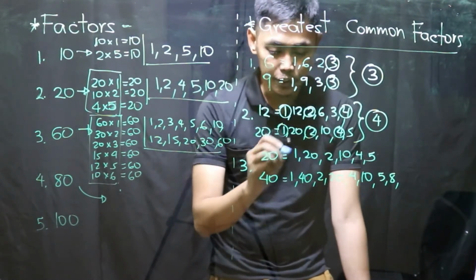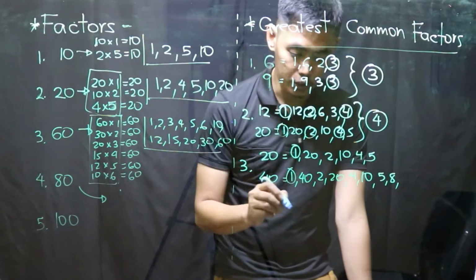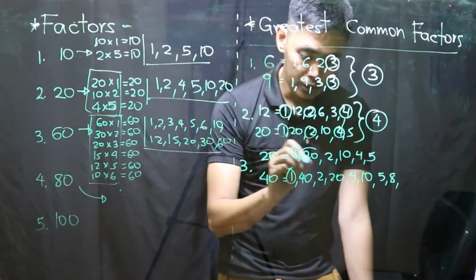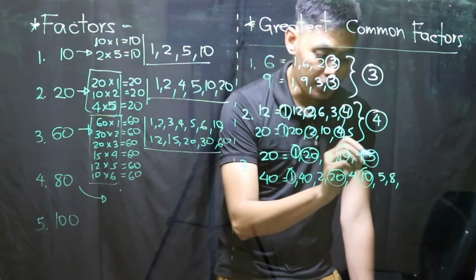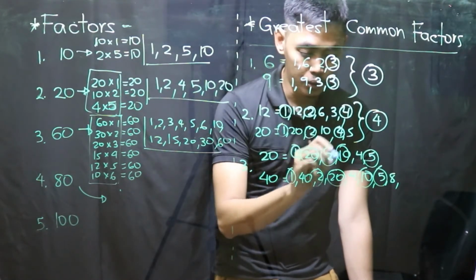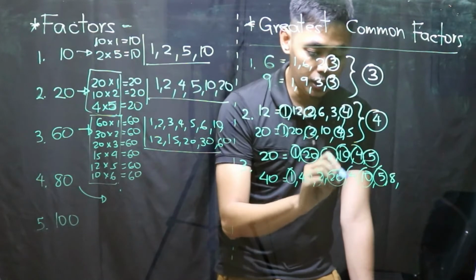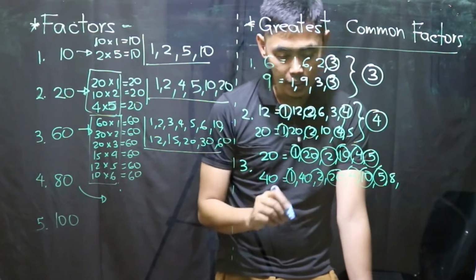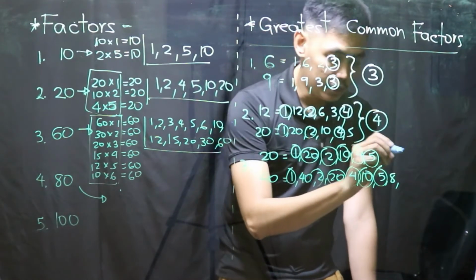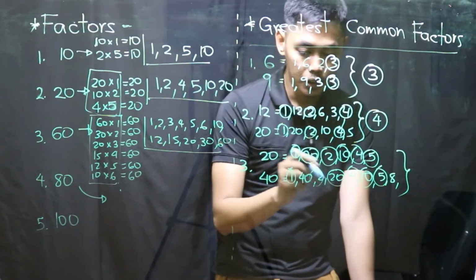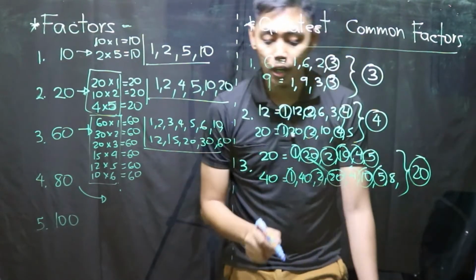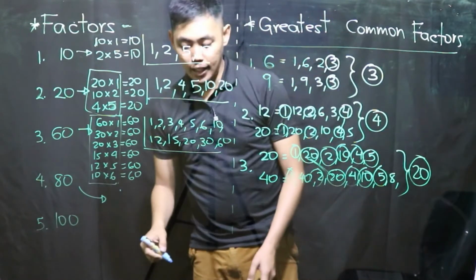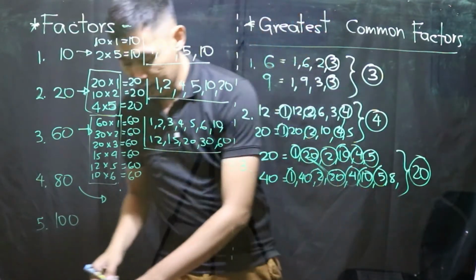Alright, the next thing is you just need to check the common factors. We have the same 1, the same 20, the same 10, the same 5, the same 2, and the same 4. And then, if you look at it, what is the biggest number? The biggest number is 20. So the greatest common factor of 20 and 40 is 20.